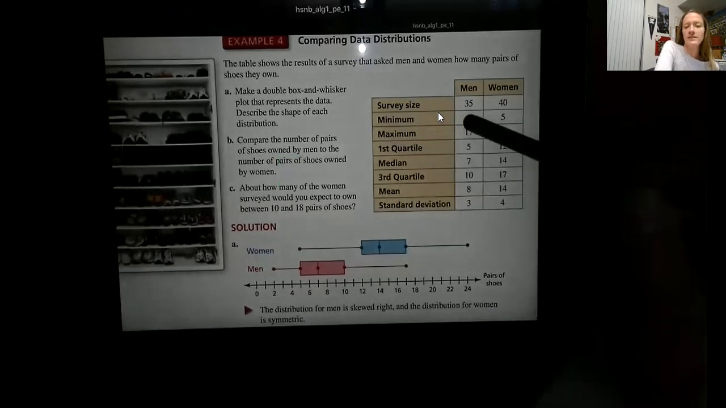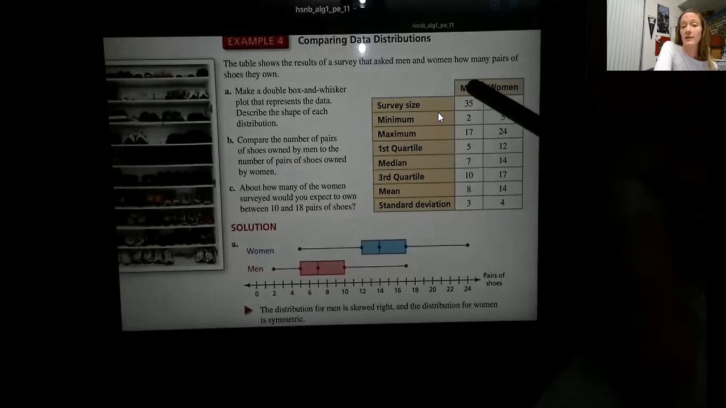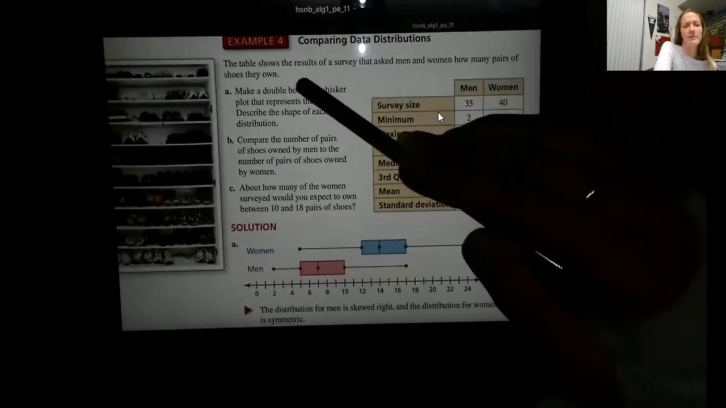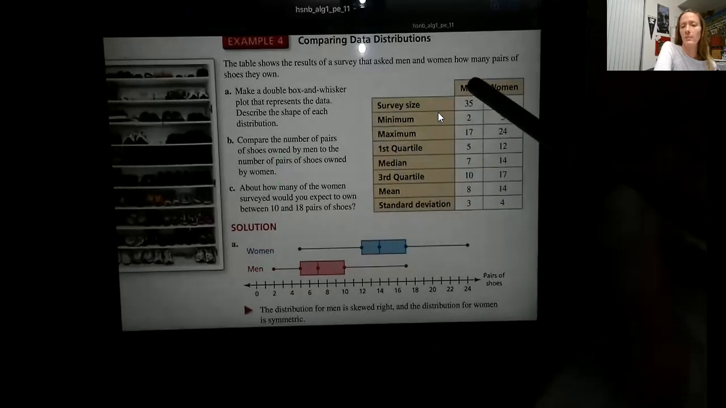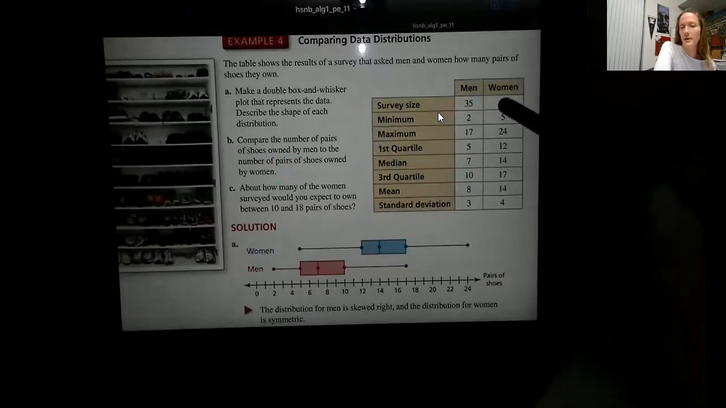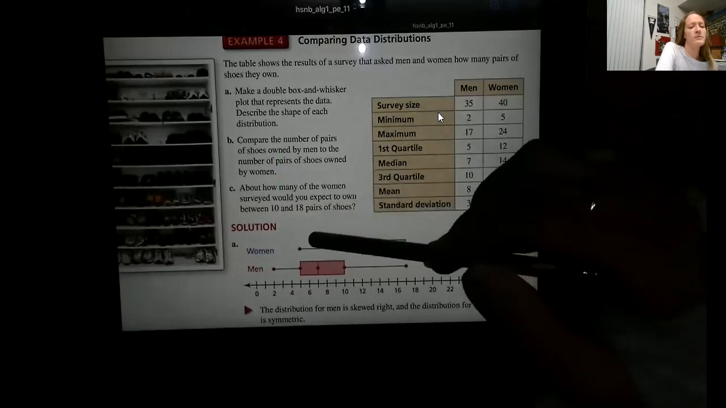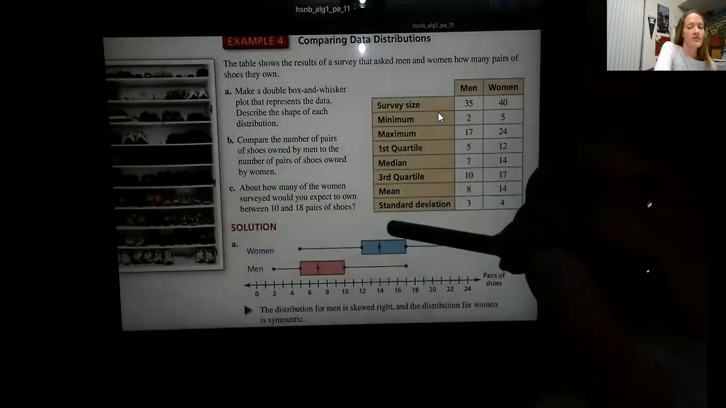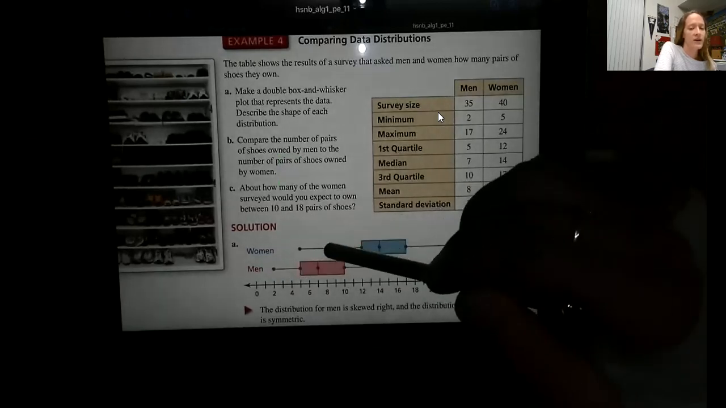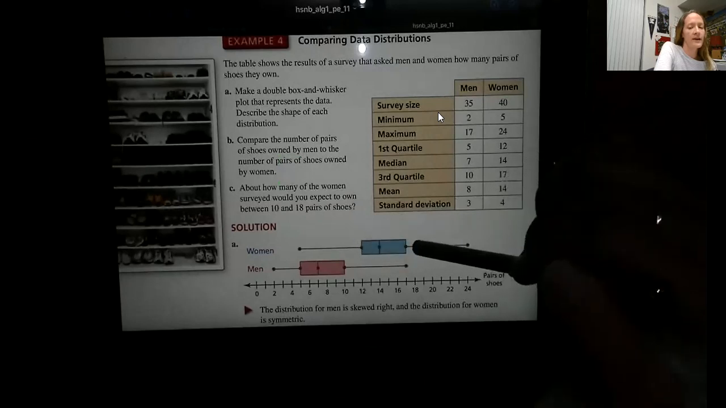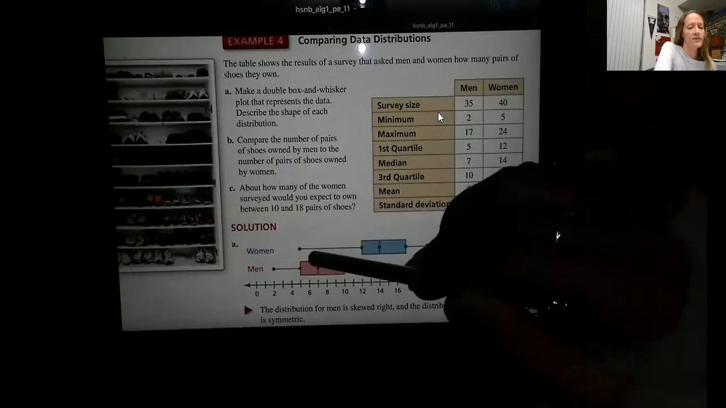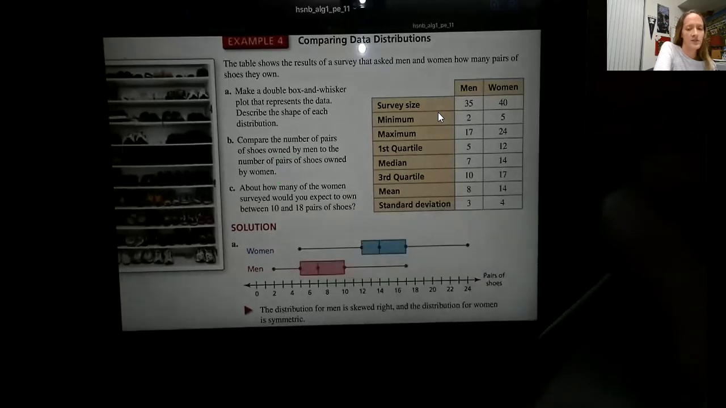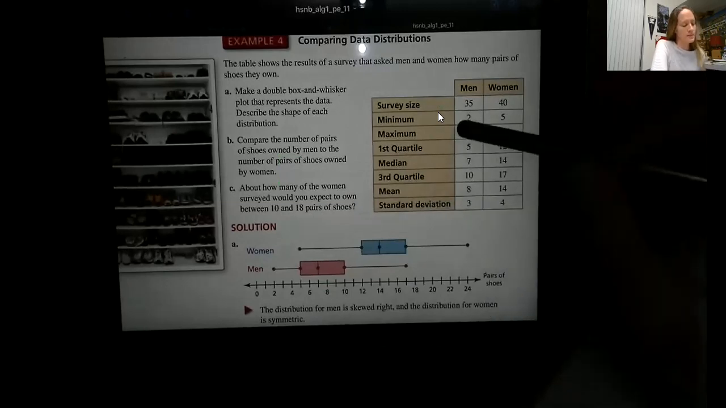So once again, we're comparing two different types of data. And this one we're talking about a survey of how many pairs of shoes they own. So surveying men, surveying women, and comparing the responses of the two. Now, remember when we're making box and whisker plots, we need to know the lowest and graph that, the highest and graph that, the first quartile, graph, third quartile, graph, and the mean goes in the middle. And then we draw our box and whisker plot, and then we can start answering questions about it.